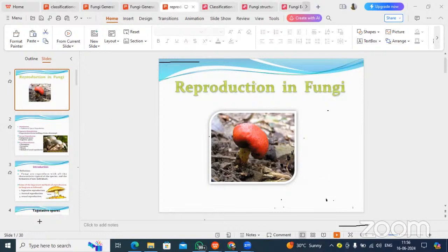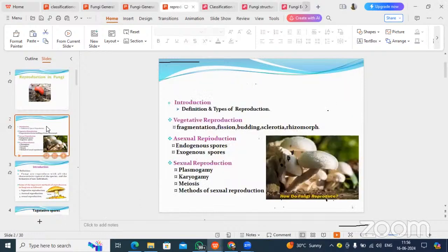If it is mixing of both, that is sexual reproduction. You see here, vegetative reproduction takes place by fragmentation, fission, budding, sclerotia, or rhizomorphs. Asexual reproduction is by endogenous spores or exogenous spores, spores which are either inside or outside the host. In sexual reproduction, I told you, these three processes must happen: plasmogamy, karyogamy, and meiosis. If these three steps happen, then only it will be called sexual reproduction.